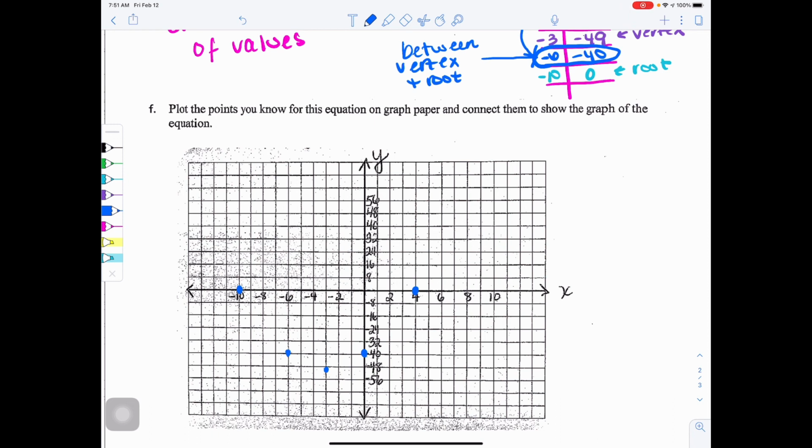So you can see that symmetric property take shape. We're going to create that curve, arrows on the end, and then we're going to label it with f of x.